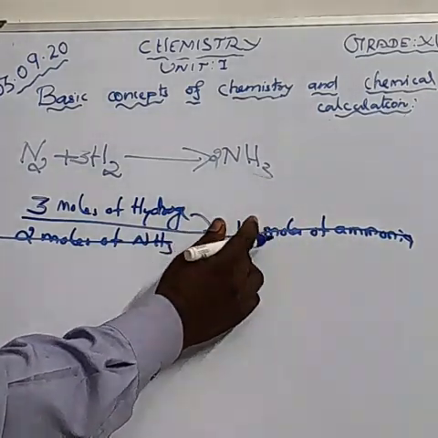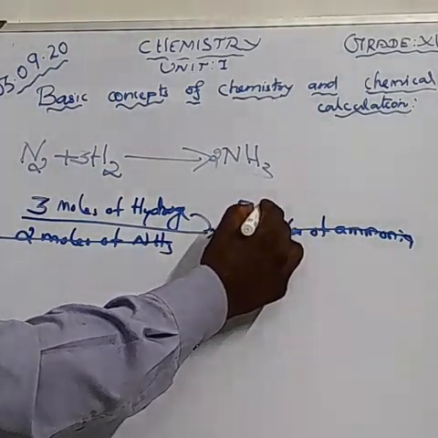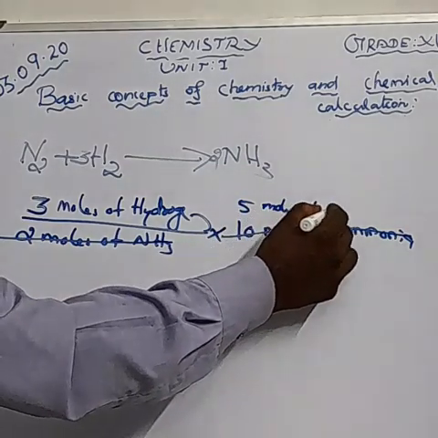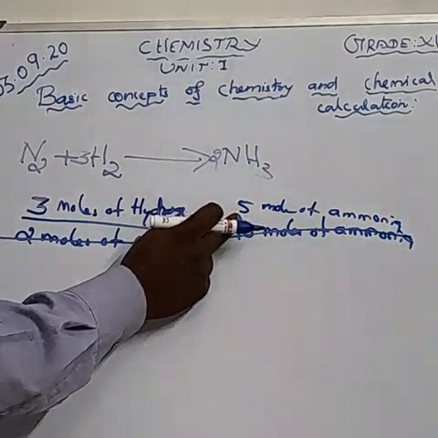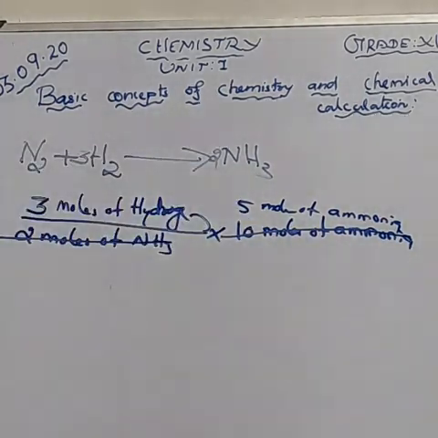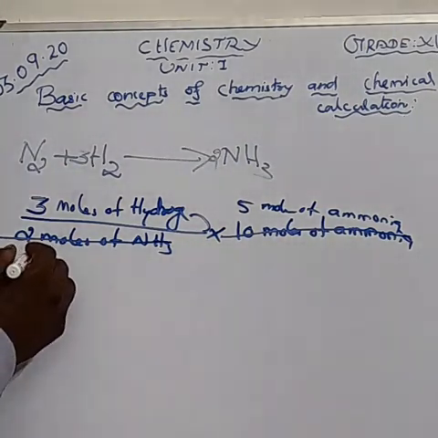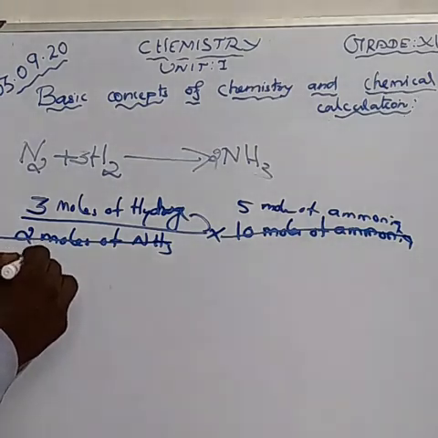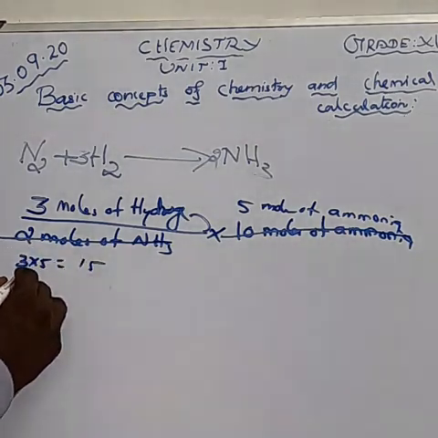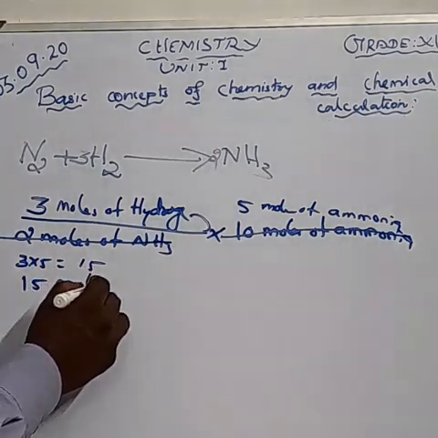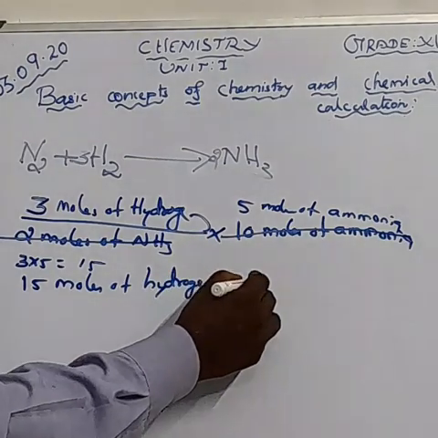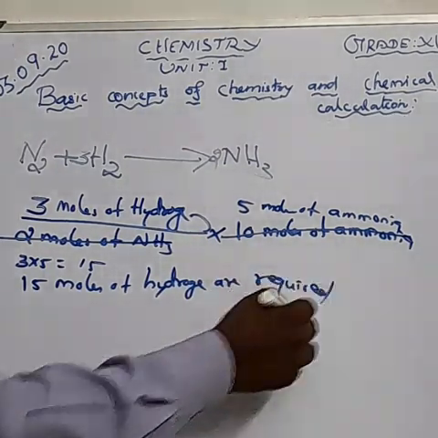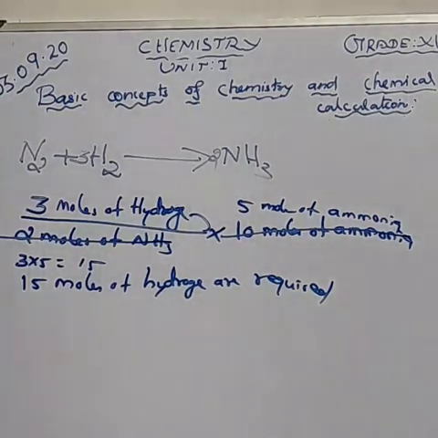So what is the answer here? 10 by 2 means 5. Here 3 into 5 is equal to how much? 3 into 5 is equal to 15 moles of hydrogen. So 15 moles of hydrogen are required. This is the first problem.